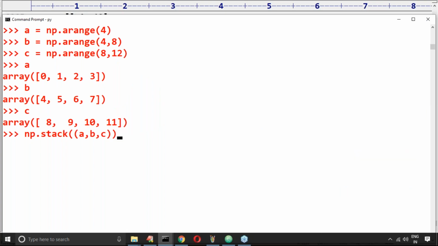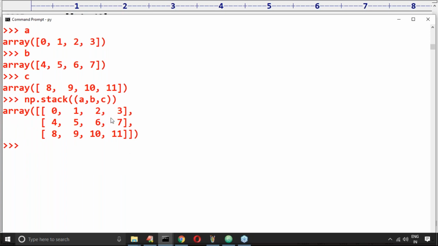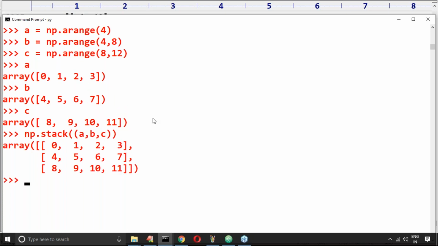0, 1, 2, 3 will become the first row. 4, 5, 6, 7 will become the second row. 8, 9, 10, 11 will become the third row. Yeah, perfect, it is as expected. Now axis 0 is the default. Now I am trying to take axis equal to 1.